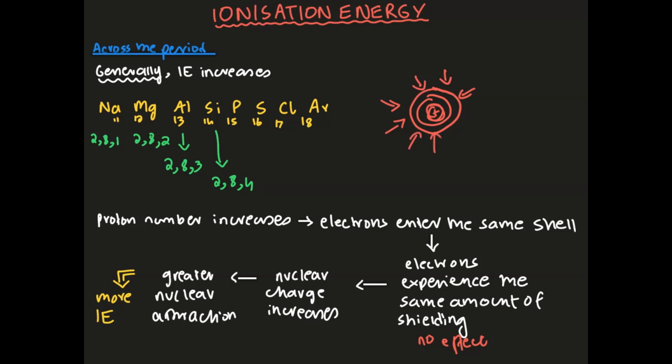And because of that, your atomic radius is going to decrease because all the electrons are going to be pulled in closer by the nucleus, right? So since the electrons are pulled in closely and they're pulled in very tightly by the nucleus, a lot of energy is going to be required, and this is why the ionization energy generally across the period increases.